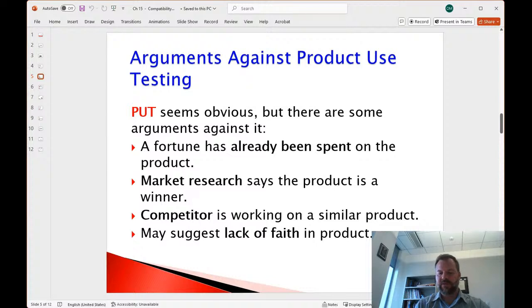So why wouldn't you do product use testing? And actually, there's an example in the case of a company that didn't do it quite as much as maybe they should have. But why wouldn't you? What are some ideas of maybe why you wouldn't?